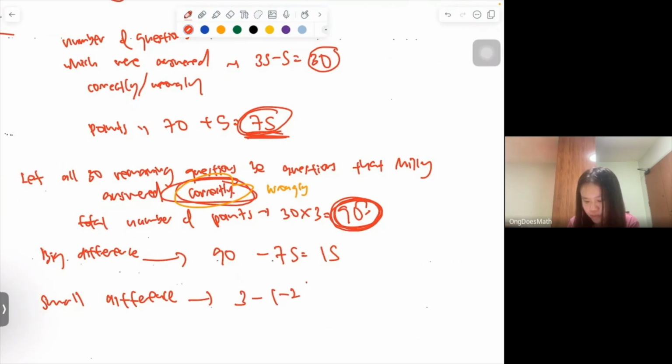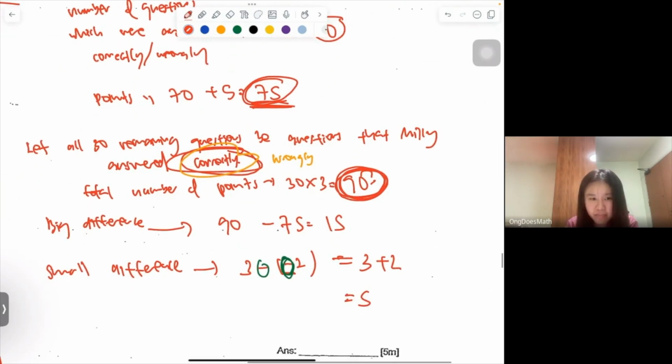minus minus 2. Why is there a minus sign here? Because she will actually be deducted 2 marks if she got it wrongly. So minus and minus, they will neutralize each other. It becomes plus. So it'll be 3 plus 2, which is 5.